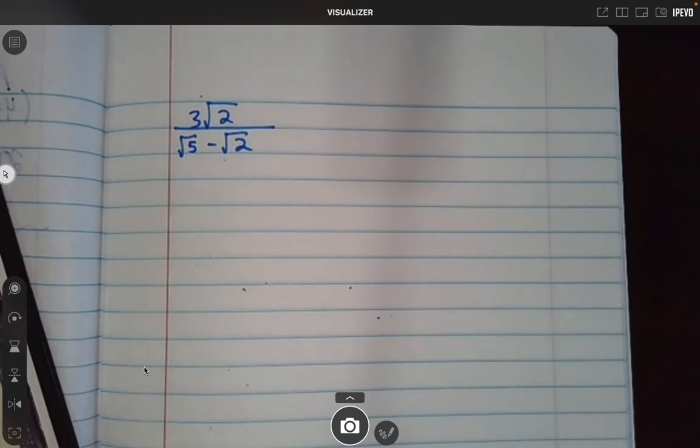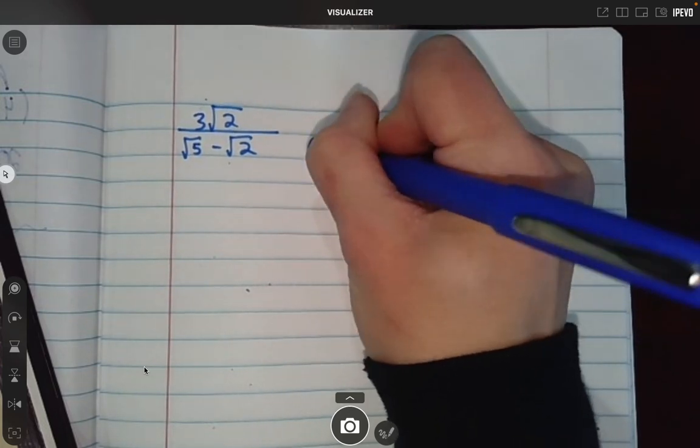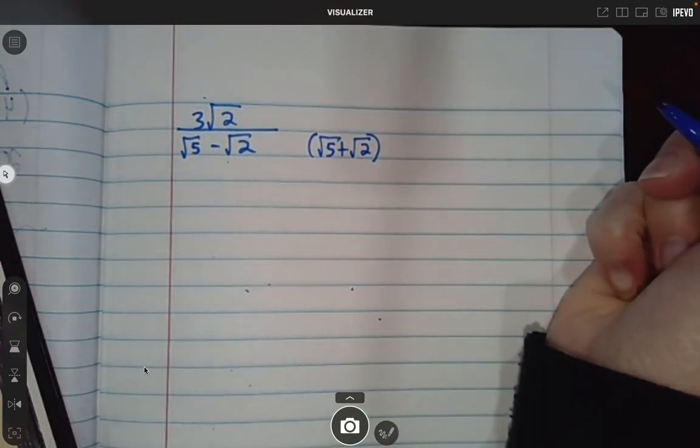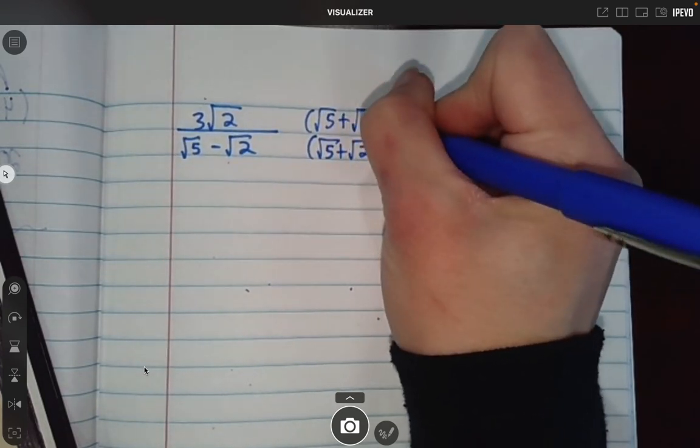But in this case, it's a bunch of them. So what do we multiply by? We just learned it. The conjugate. When you multiply by the conjugate, what happens? It cancels all the square roots out. Okay? Look at the denominator. What would the conjugate be? Yeah, so I'm going to do square root of 5 plus square root of 2. And guess what? I also have to do it to the top. It's basically multiplying by 1.